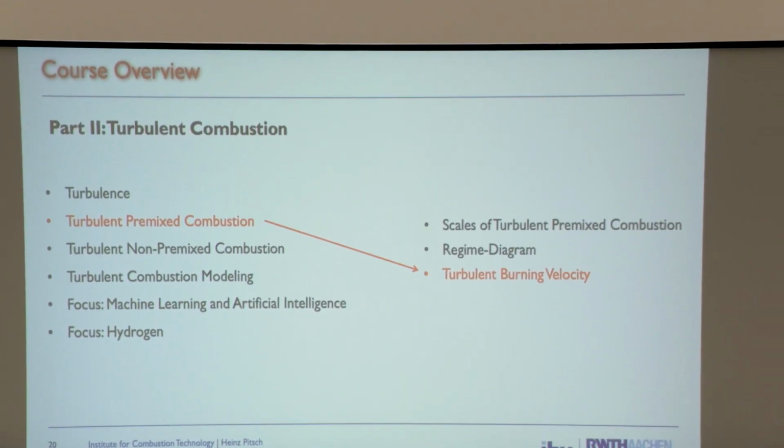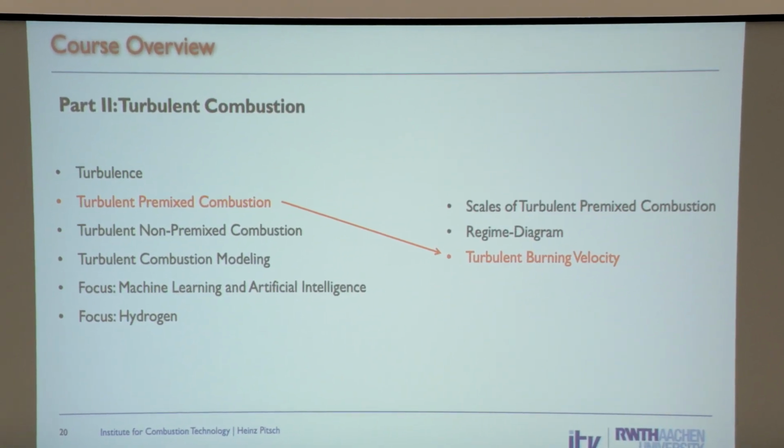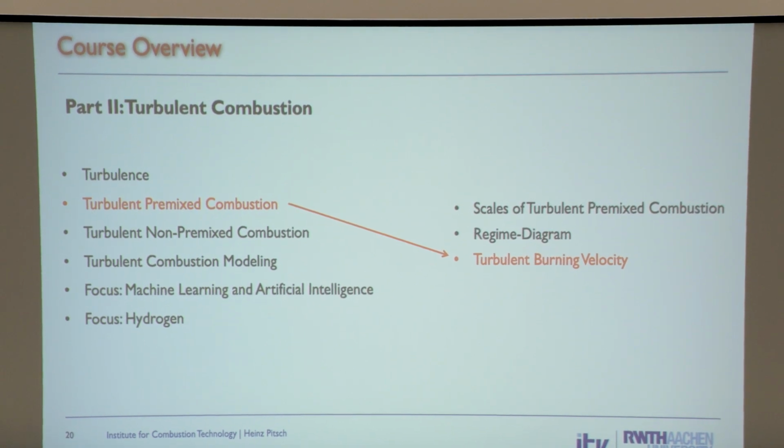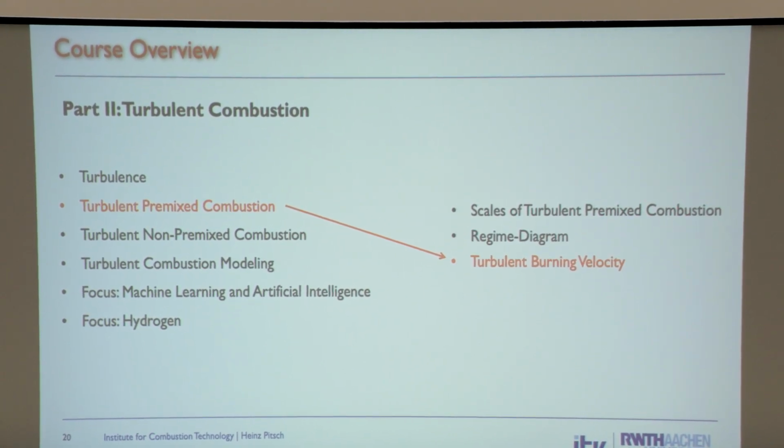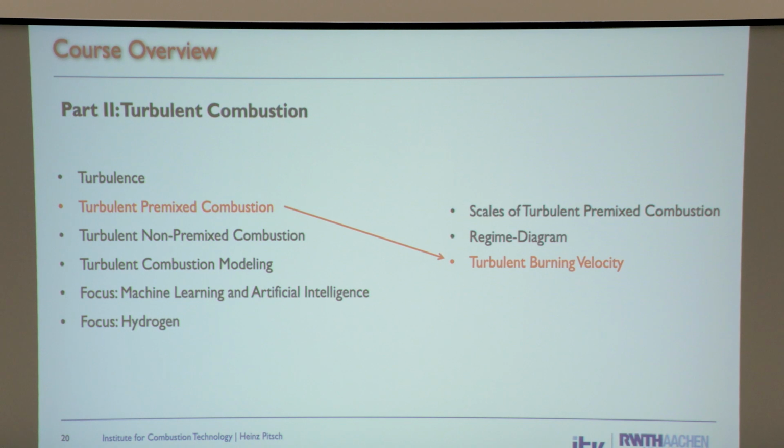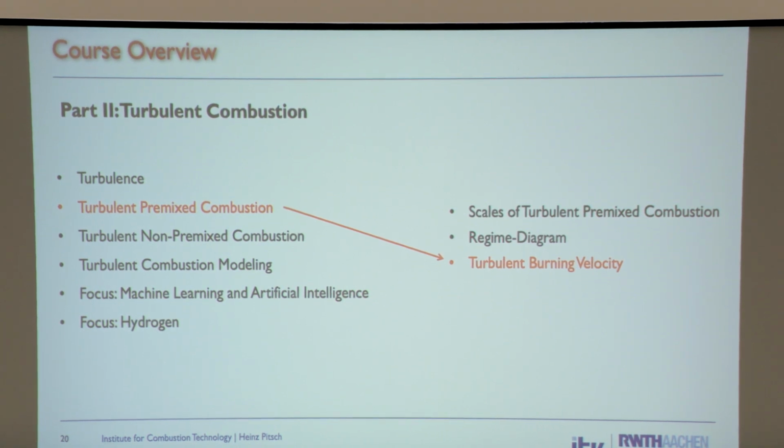Okay, and then, now we know a little bit about the physics, we can think of the burning velocity. For laminar flames, we introduce the burning velocity. For turbulent flames, we can also introduce a turbulent burning velocity, which is the velocity with which a turbulent flame propagates under the influence of the turbulence.